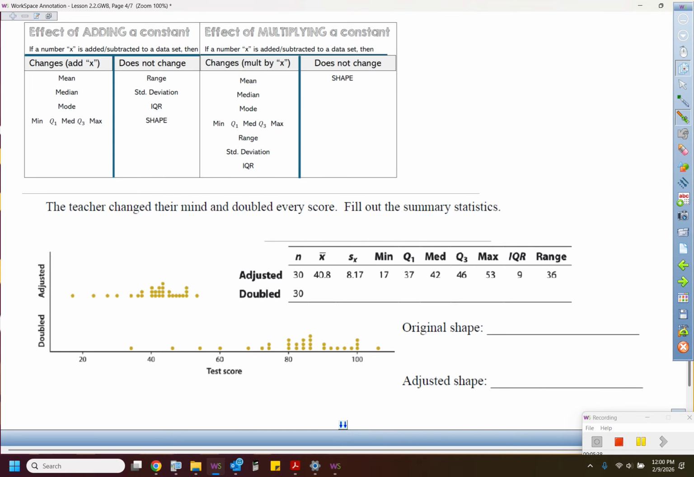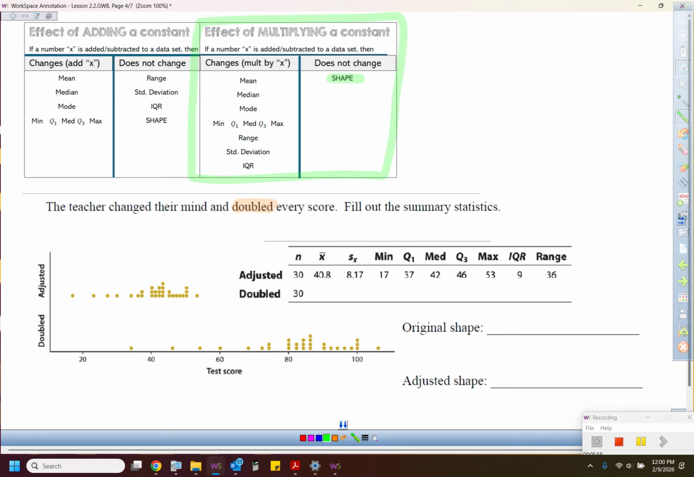Let's try that again here. The teacher changed their mind. They don't want to add 5. They doubled every score, right? So how do you feel that that will put us in this category where they did multiplying? And honestly, I've done this enough times. Here's the trick. Can you just look and see how many things do not change? Like when you are multiplying, who does not change? The shape. Everything else will change. Everything else is a change on multiply.